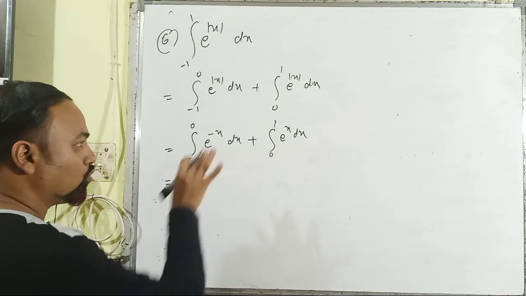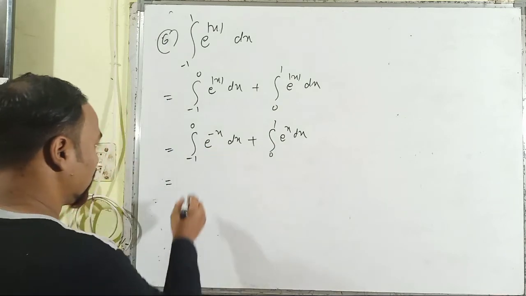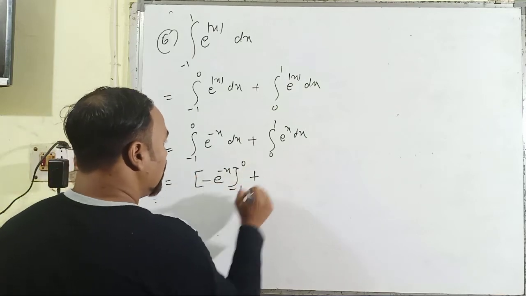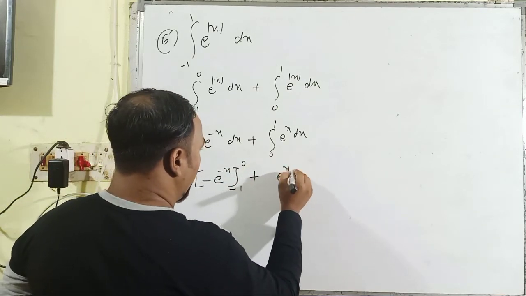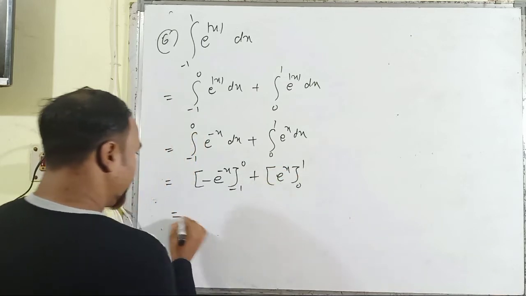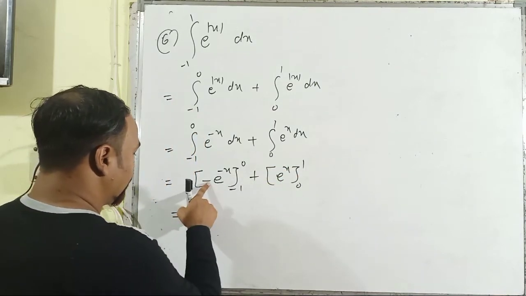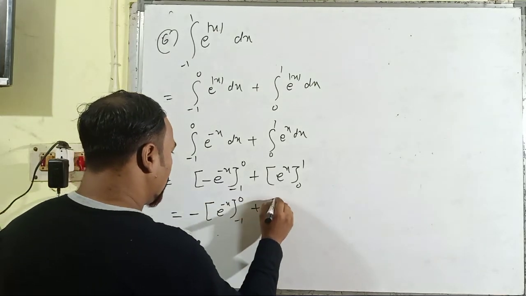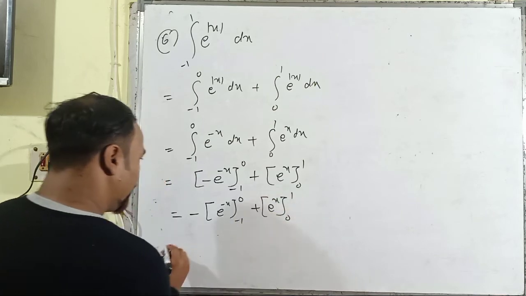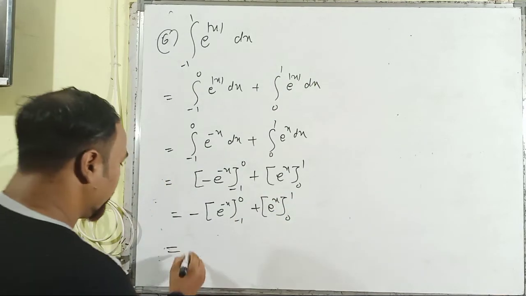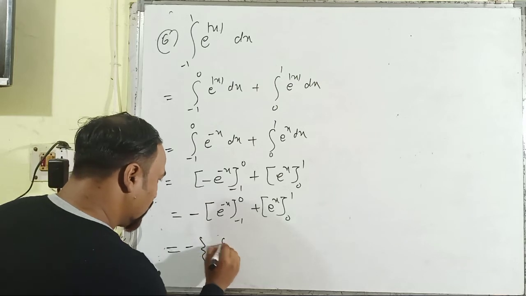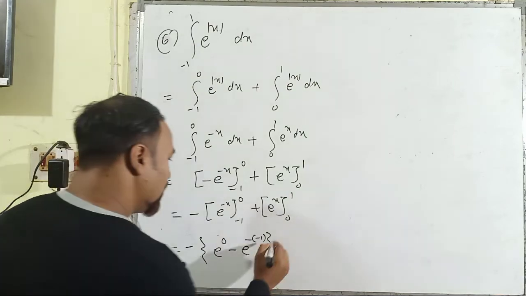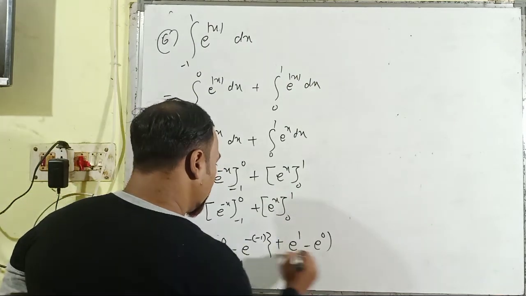Then we just have to go through the integration process here, and it is minus e to the power -x from -1 to 0, plus e to the power x from 0 to 1. Then let us take the negative sign outside, so it will be e to the power -x from -1 to 0, and e to the power x from 0 to 1. Then you have to put the values here. So it is e to the power 0 minus e to the power -1. Then it is e to the power 1 minus e to the power 0.